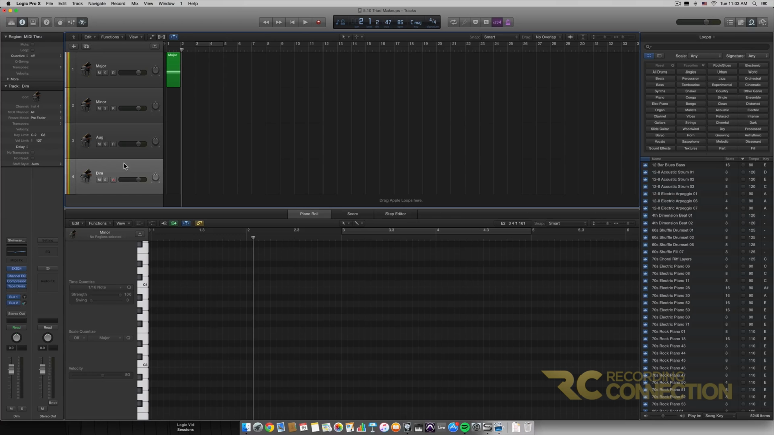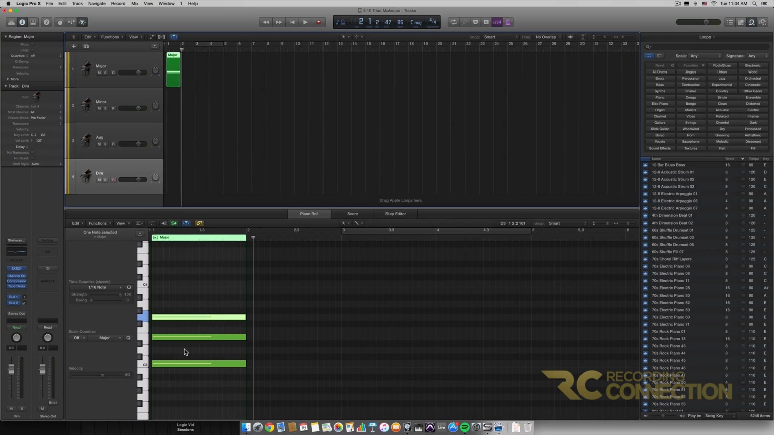So let's go over the major triad. I've taken the time to create a MIDI region with a major triad already in place in the key of C. So the key of C means that our root will be C. Every triad contains three different elements: a root, a third, and a fifth. Now, the different types of thirds and fifths will vary depending on what type of triad we're working with. But for the most part, each triad will contain a root, a third, and a fifth.